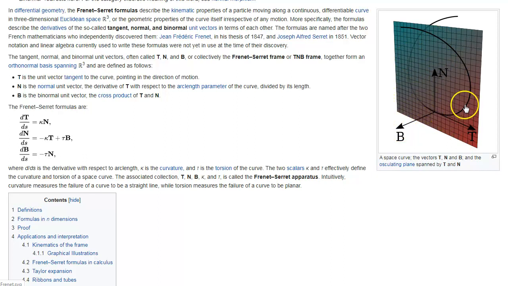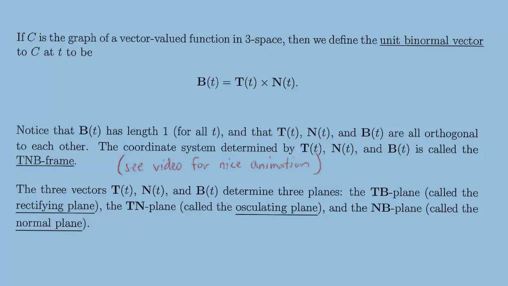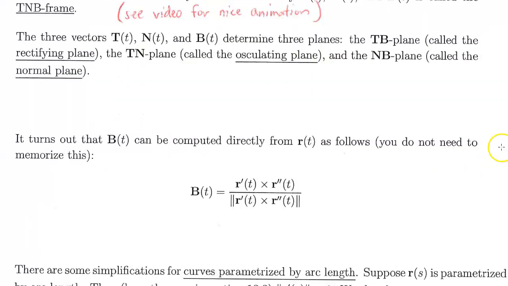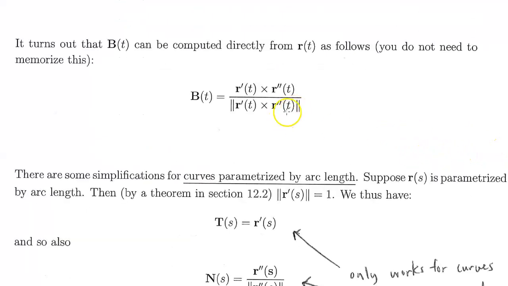And as the point moves along the curve, all three of those planes are moving as well. So that's called a TNB frame. Now it turns out that B of t can actually be calculated directly from R of t as follows. You don't need to memorize this, or at least I don't expect you to. It's R prime of t cross R double prime of t, divided by the norm of that.